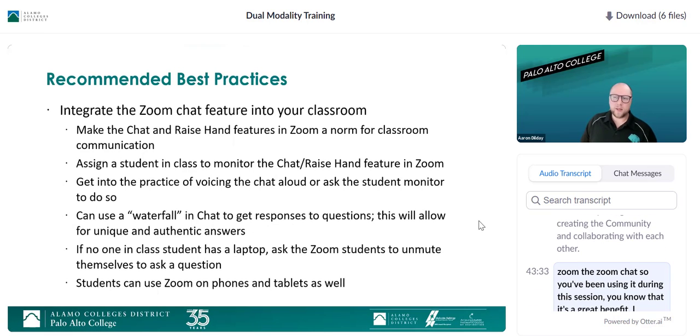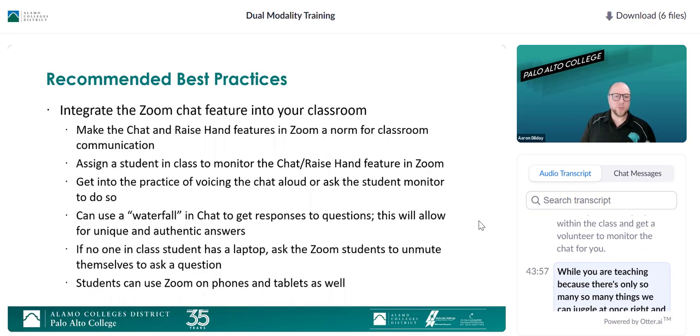Zoom, the Zoom chat. Some of you have been using it during this session. You know that it's a great benefit. I definitely recommend you integrate that into your classroom. It's tough to watch though sometimes, especially when you're teaching. So you may want to try and find a student who brings a cell phone or a laptop with them to class and get a volunteer to monitor the chat for you while you are teaching.